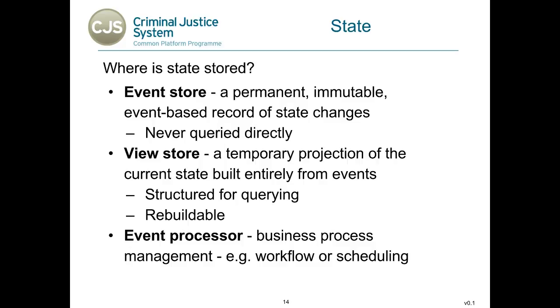So the last point to note is around state, because in our diagram I've got a couple of databases at the bottom underneath the model layer, and I also mentioned state in the last slide on event processors. So our services are stateless, but they obviously do need to store some state somewhere, and that happens in three places. First of all, we have the event store, which is a permanent and immutable event-based record of state changes. So whenever we raise a private event within a service, it gets stored in the event store.